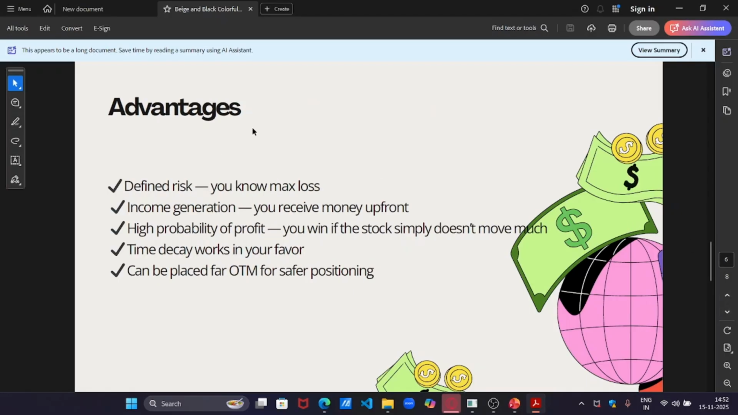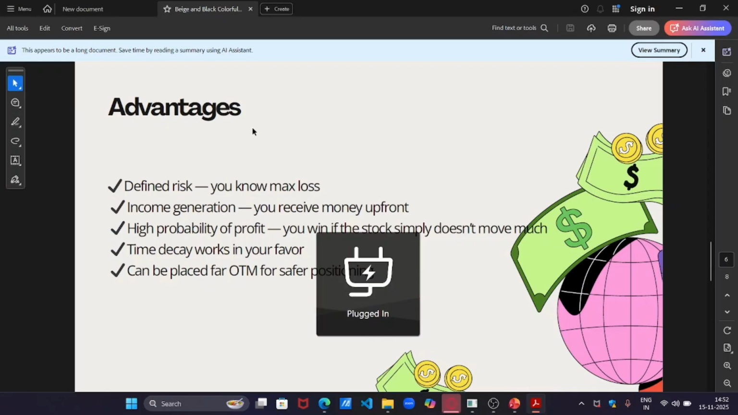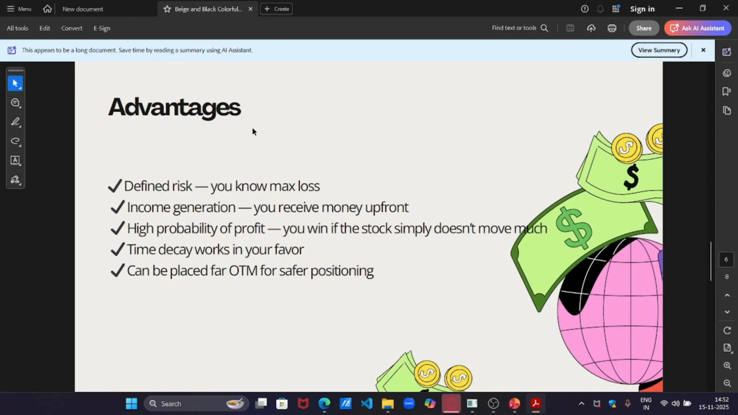Now the advantages. Again, defined risk. You know the maximum loss you can get and the maximum profit you can get. Income generation: you receive money upfront, since it's a credit spread. You will be able to earn money if the market moves a little or there is no movement at all. Then the probability of profit is high, because time decay works in our favor. And it can be placed far OTM for safer positioning.